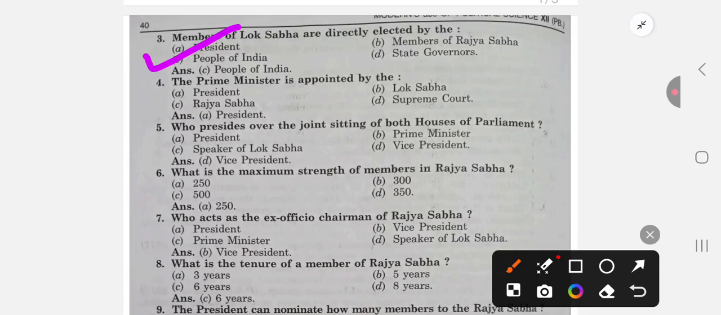The prime minister is appointed by the president. Keep in mind, who appoints prime minister? President. Same way, in states, CM is appointed by governors. Who presides over the joint sitting of both the Houses of the Parliament? It is the Vice President, right? And President calls it. President calls the joint sittings. Vice President presides over it.